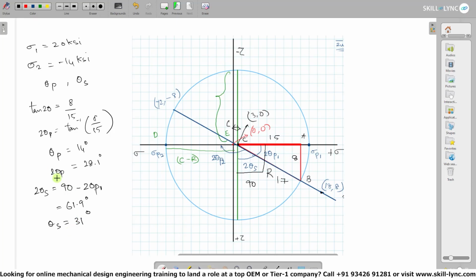So here we've got theta P as positive, and our shear stress is going to be a negative orientation, which is minus 31 degrees. With that, we have found the values of theta 1, theta 2. In the previous board, we also figured out the value of tau MIP, which was the radius of the circle, 17 ksi. And then we also figured out the values for theta P, which is 14 degrees, and theta S, which is minus 31 degrees.